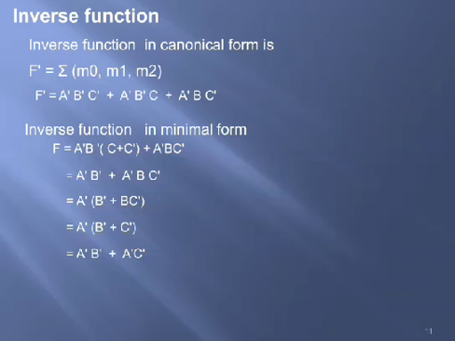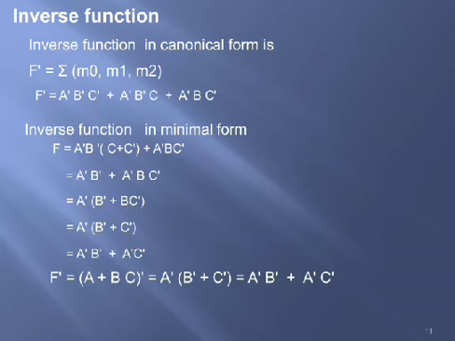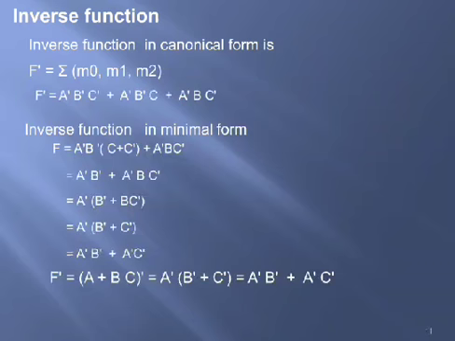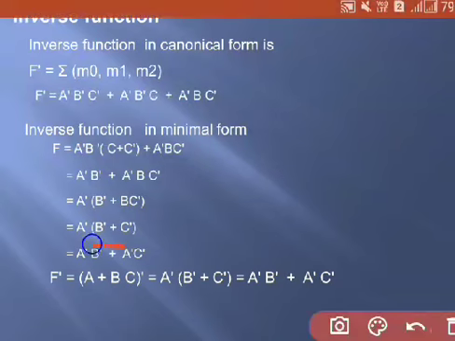So f dash of a comma b comma c is equal to what? You will be getting a bar b bar plus a bar c bar. Again this can be implemented with the help of AND OR realization as well as NAND realization, because this is sum of products. What we are discussing is sum of products only. So this is nothing but sum of product terms. How many product terms are there? Two product terms. One is a bar b bar and the other one is a bar c bar. And these two products are ORed.